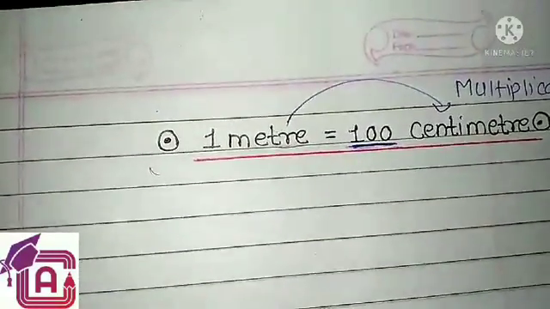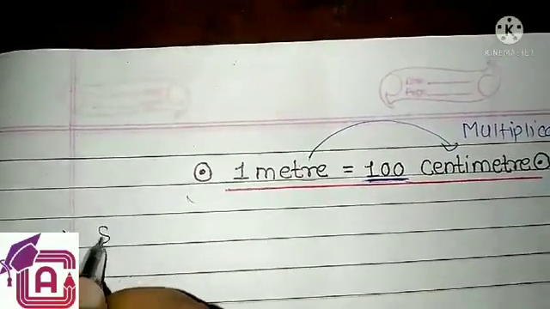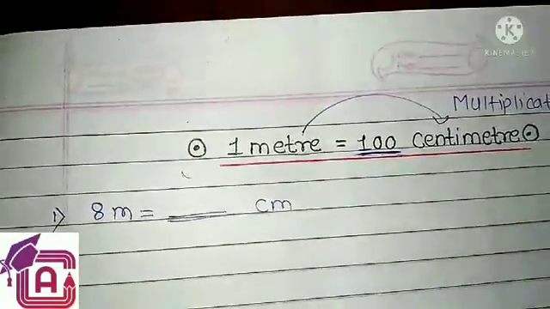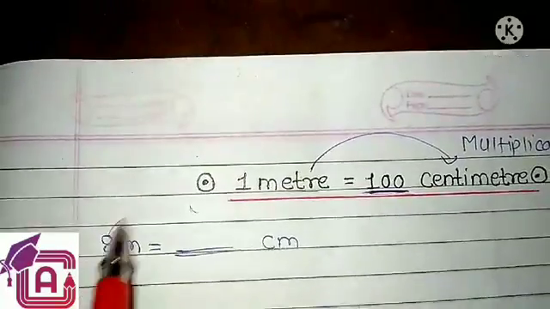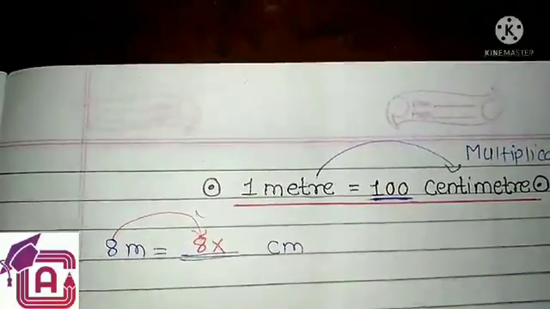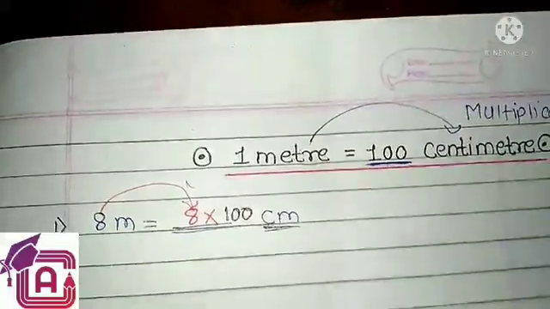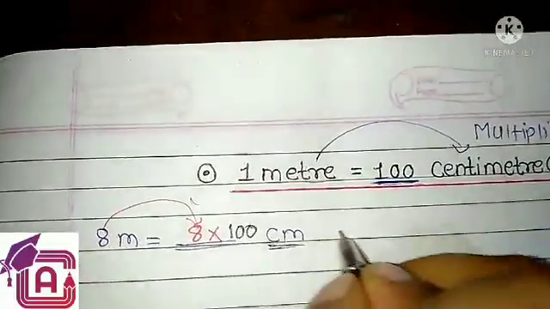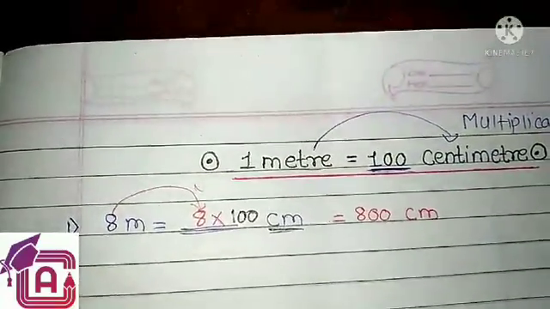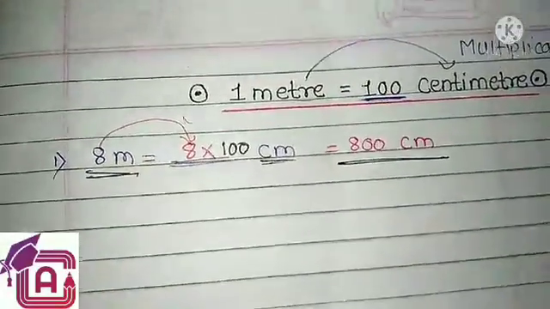So look at the example. We have to calculate 8 meter is equal to how many centimeter. So what we are doing, keep this number as it is, 8, then give a multiplication and multiply with 100, because we have to convert to centimeters. So 8 multiplied by 100 is equal to how many, 800, and the unit is centimeter. So in this way 8 meter is equal to 800 centimeter. This is a simple way of conversion.